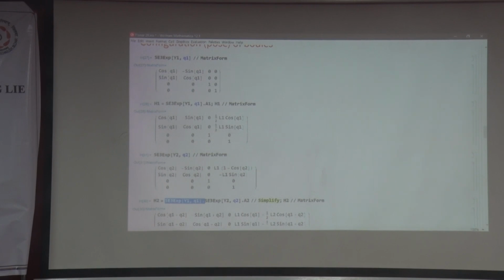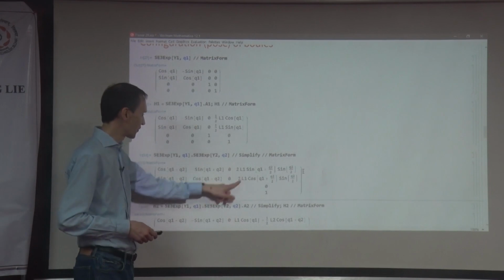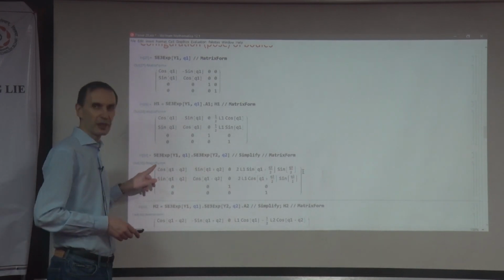I'm not sure if it makes sense to look at this one. It just makes sense to look into this. Of course, what you get, the rotation is easy. So you get a combined rotation, right?